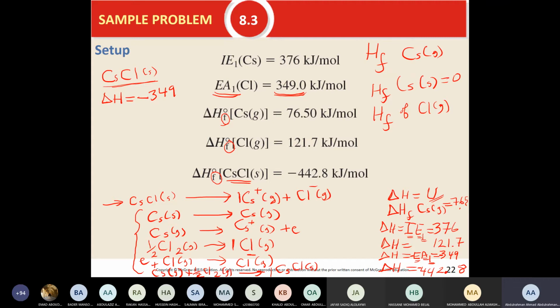Of course, when you reverse an equation, what will happen to the delta H? Change the sign. Exactly. Go ahead. As I said, reverse the last equation and by Hess's law cancel anything available in both reactants and products. Go ahead. And then tell me what's the value for U.